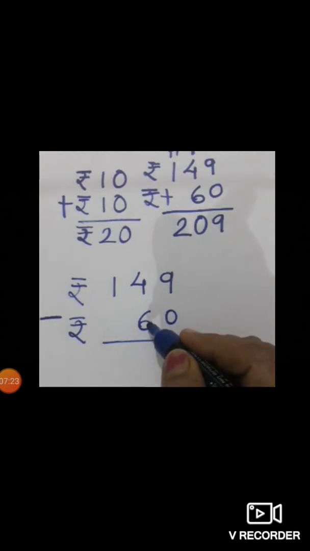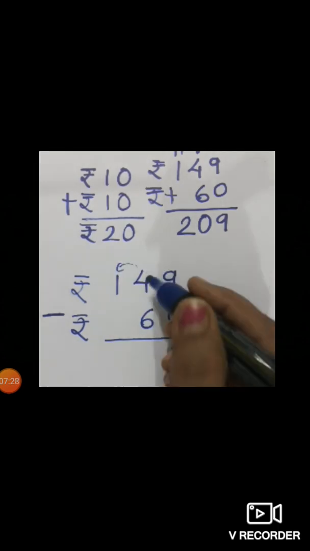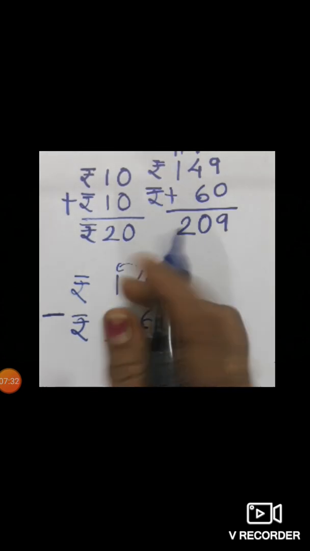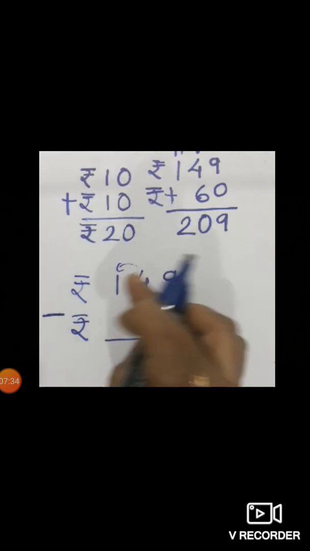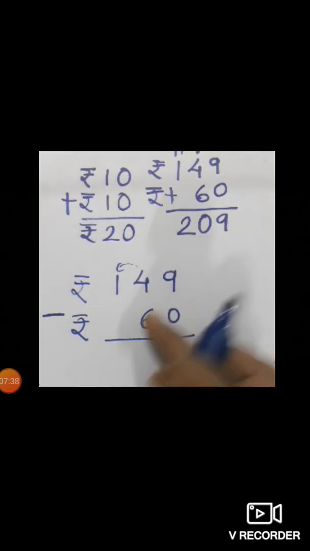Now can you subtract 4 minus 6? No. So 4 will go and take the help of 1. So 1 says, okay, I am alone, so I would like to help you. This 1 ten comes over here. So 10 plus 4 becomes 14. So out of 14, we will subtract 6.